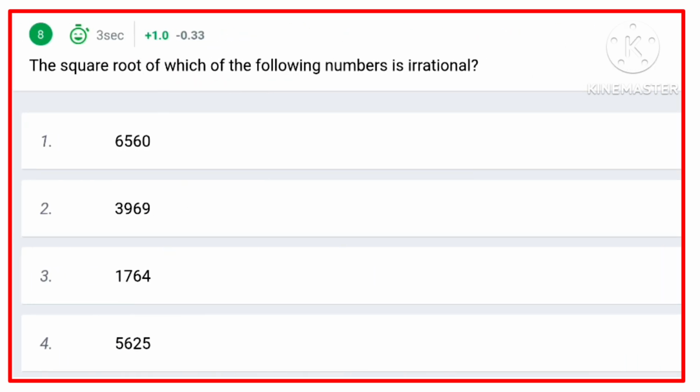Now let us see the next question. Here you are asked which of the following is irrational and you need to find out square root. So directly you can mark option number 1 as we have discussed that at the end of any perfect square number, only a single digit will not give you a perfect square after doing the square root. So this is going to be your answer.